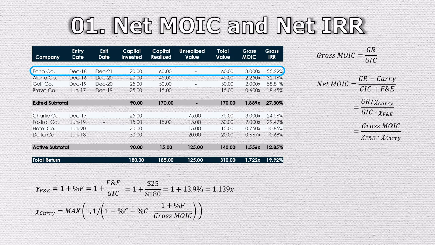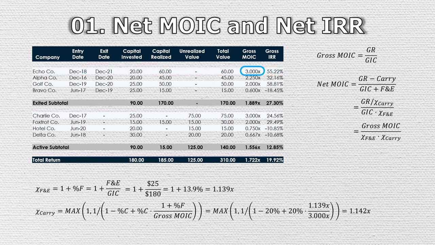Now, it turns out that there are two ways to calculate carried interest. If we want Echo Company's deal-by-deal net return, where carry is not influenced by the returns of other deals in the portfolio, then we use Echo Company's gross multiple of 3x in the formula. This gives us a deal-by-deal carry multiplier of 1.142, and when we plug it into the net multiple expression, we get a deal-by-deal net multiple of 2.307.